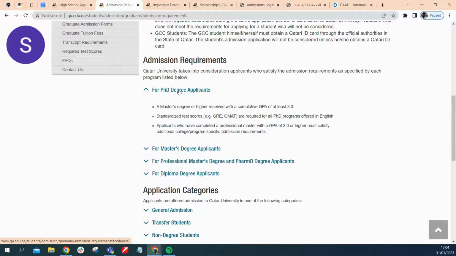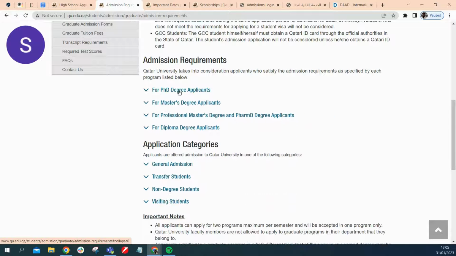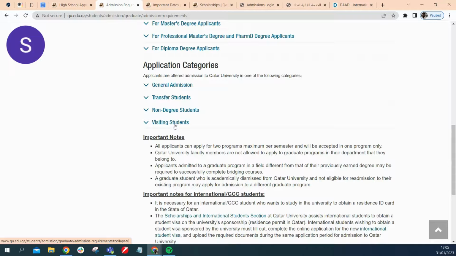And the same I think is for a PhD degree applicant. Your CGPA should be at least 3.0. A standardized score in GMAT or GRE is required for all PhD programs offered in English. Applicants who have completed a master's with a GPA of 3.0 or higher must satisfy additional college requirements. So, in addition to having 3.0 with your master's program, you should also satisfy or fulfill other requirements in the department or faculty while you are doing your PhD program. So, please do well to check this accordingly.